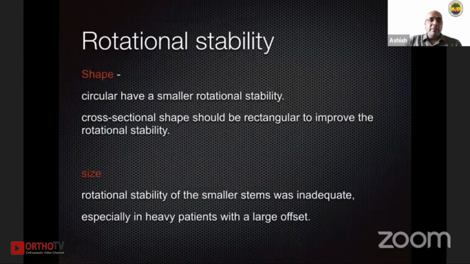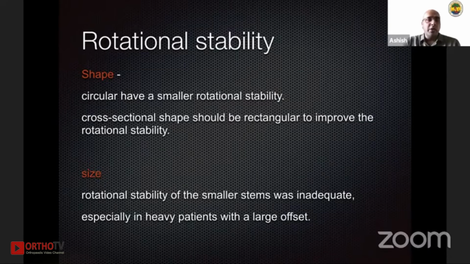The stem was receiving a lot of support from the cortical bone. So what we have understood is that if the stems are circular, they have a very small rotational stability. So when you choose your stem, you just make sure these points are all tick marked and you make a note of these points. The cross-sectional shape of the stem in the diaphysis should either be rectangular and should have gentle edges so that there is no stress riser.